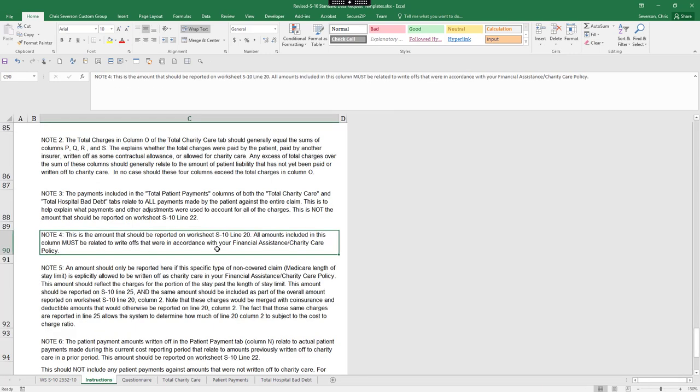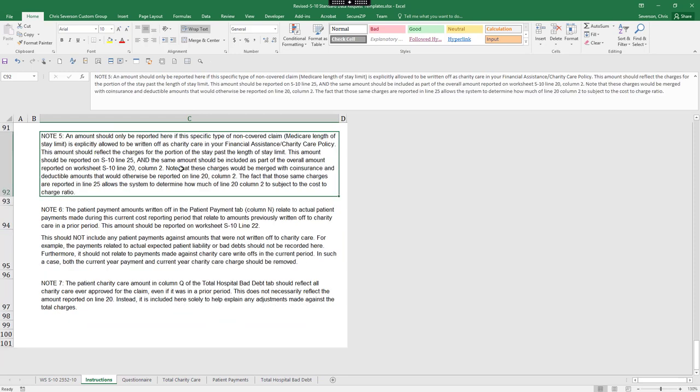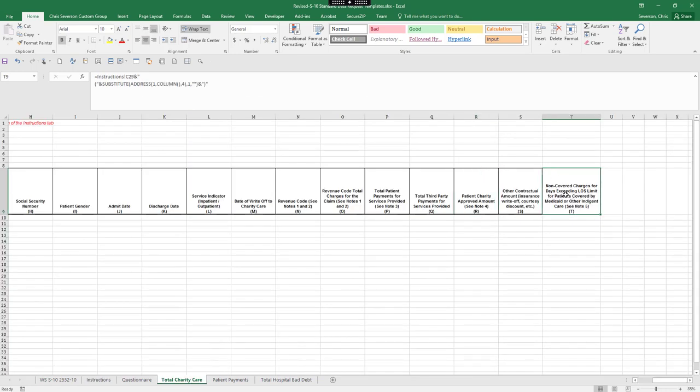And again, any amount you report there is only allowable if your financial assistance policy or your charity care policy explicitly allows that type of amount. Note 5. Just to give you an idea where note 5 was, that was the non-covered charges for days exceeding the length of stay limit. And again, that is just for Medicaid or other indigent care patients. It's a very limited column.